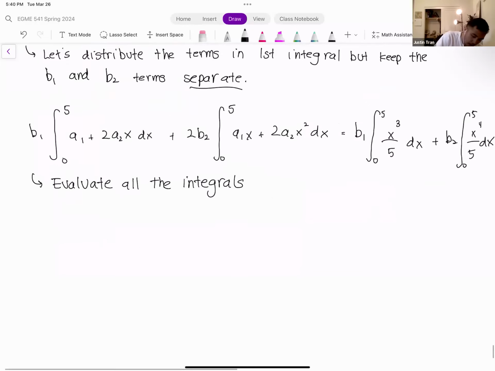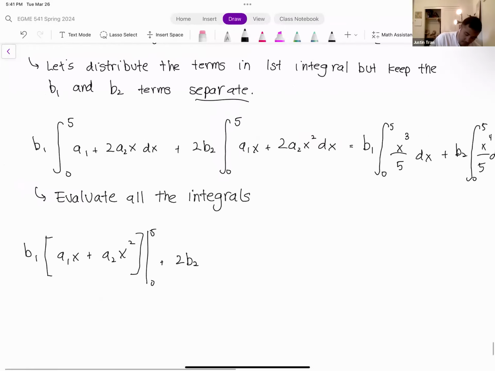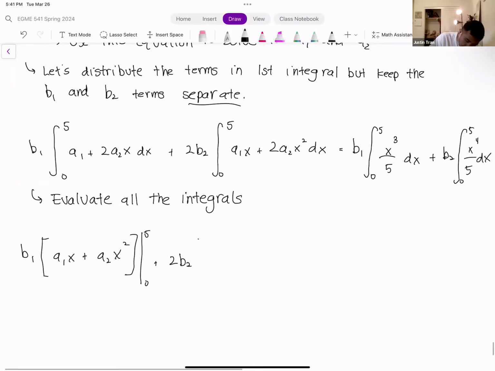Okay. All right. So if we do that, we get b1. We're going to integrate each term here. So we have a1 x plus a2 x squared, evaluated between 0 and 5, plus we have 2b2 multiplied by a1 divided by 2 x squared plus 2/3 a2 x cubed, evaluated from 0 to 5.